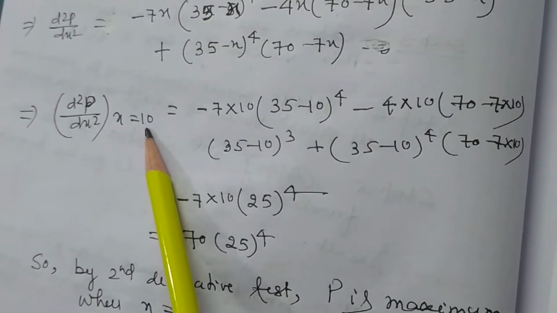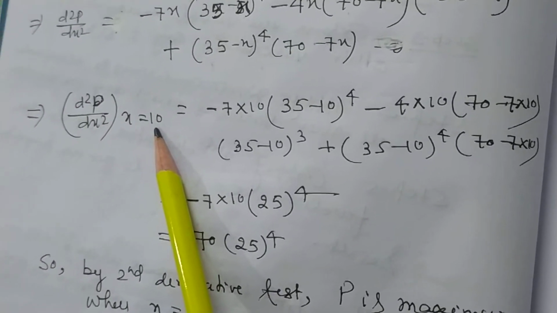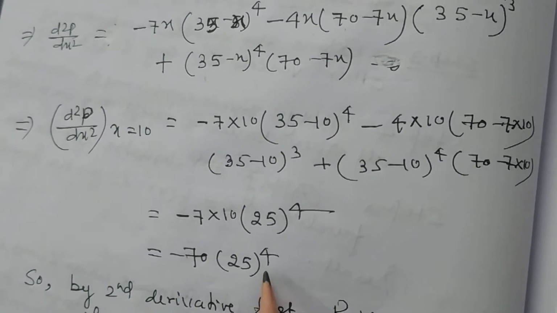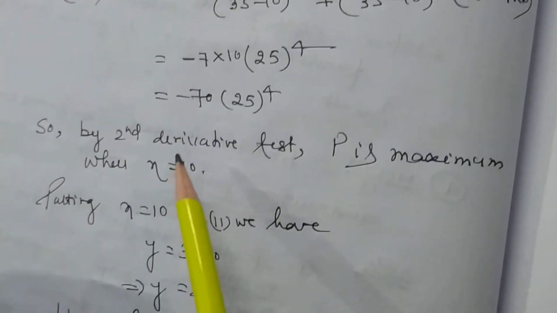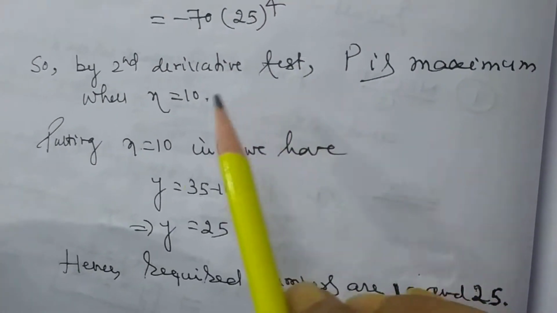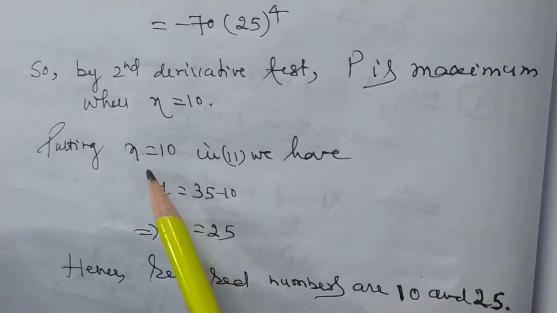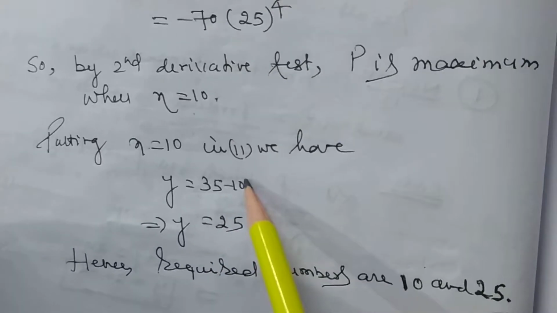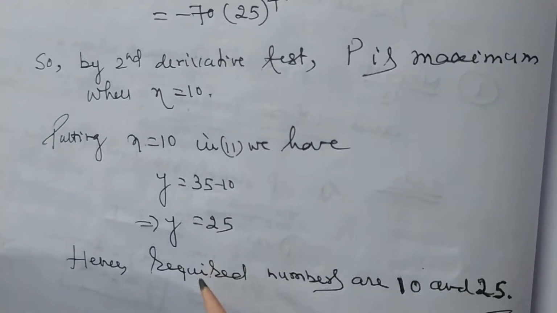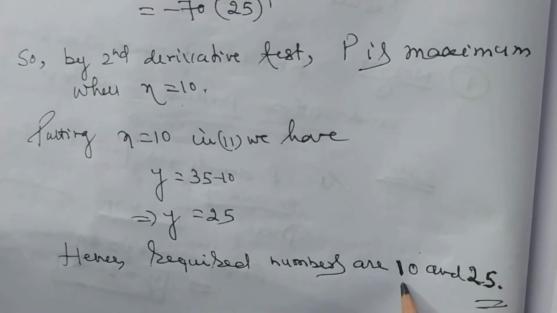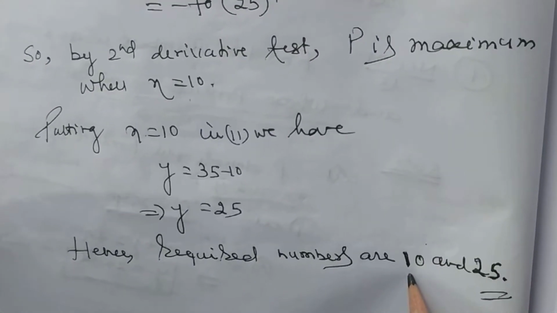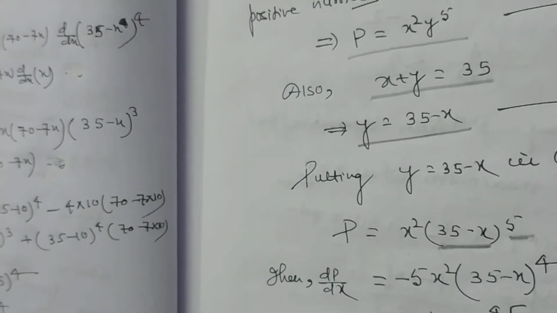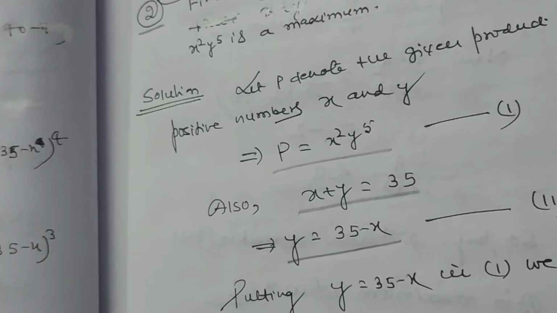So the value of d2p by dx square at x is equal to 10 will be minus 70 into 25 to the power 4. So by second order derivative test, p is maximum when x is equal to 10. Putting x is equal to 10 in equation second, we have y is equal to 35 minus 10, that is y is equal to 25. Hence the required numbers are 10 and 25. In this way, we can solve this problem.